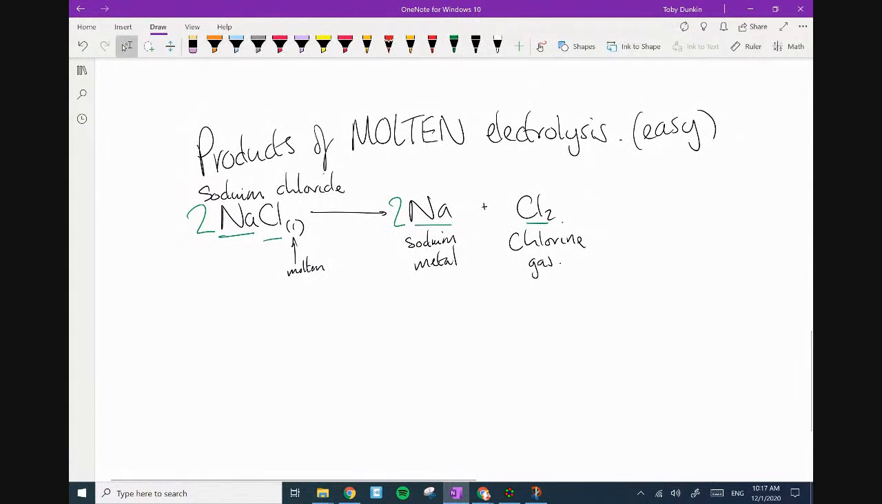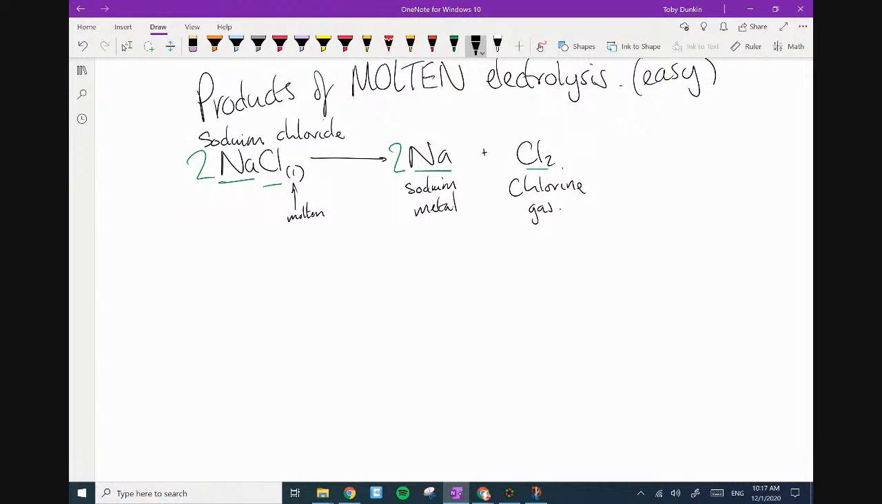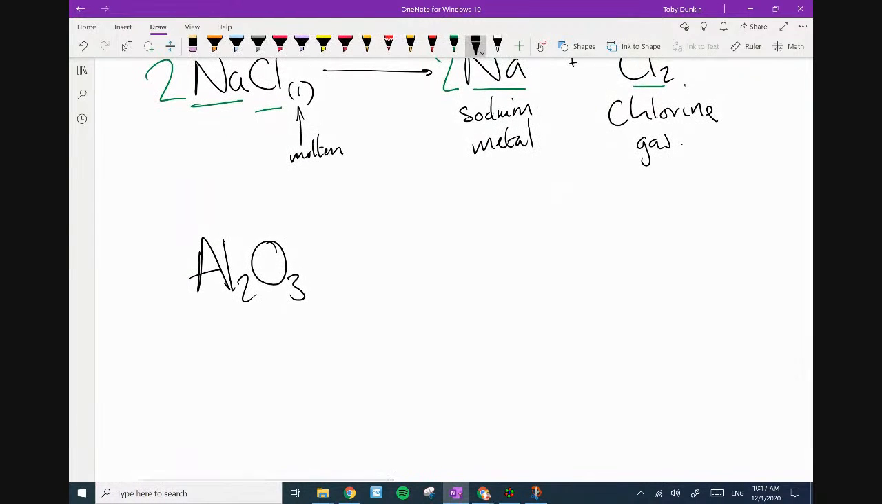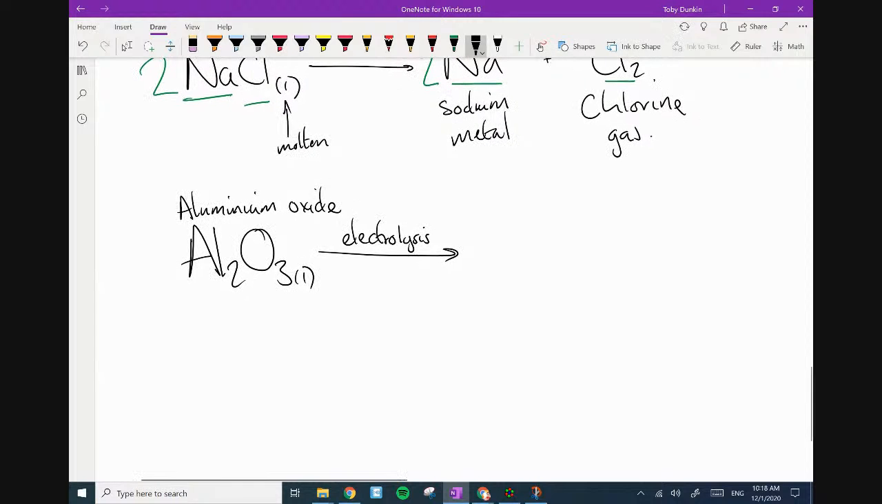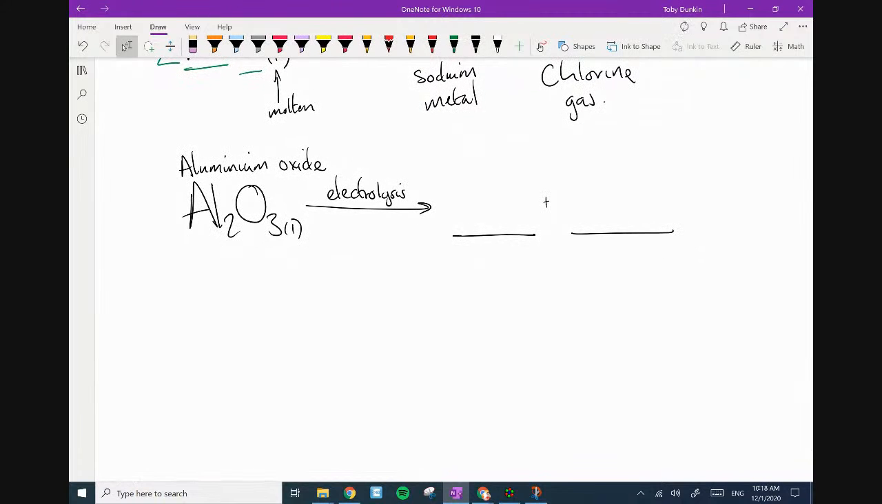So let's predict the next one. I'm thinking you're going to suddenly realize how easy this is. I'm going to take aluminium oxide. I'm going to run electrolysis. I'm going to split it, and that's liquid. What am I going to get? Blank plus blank. Please complete on the chat, please. Next, we're going to separate lead bromide.